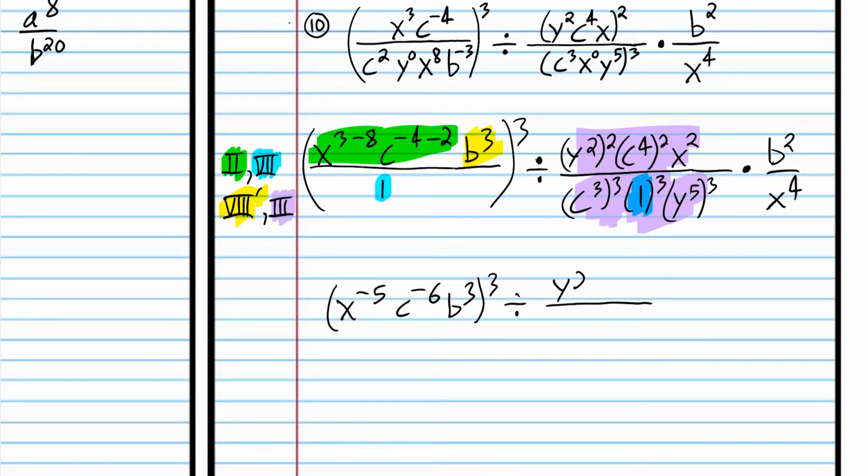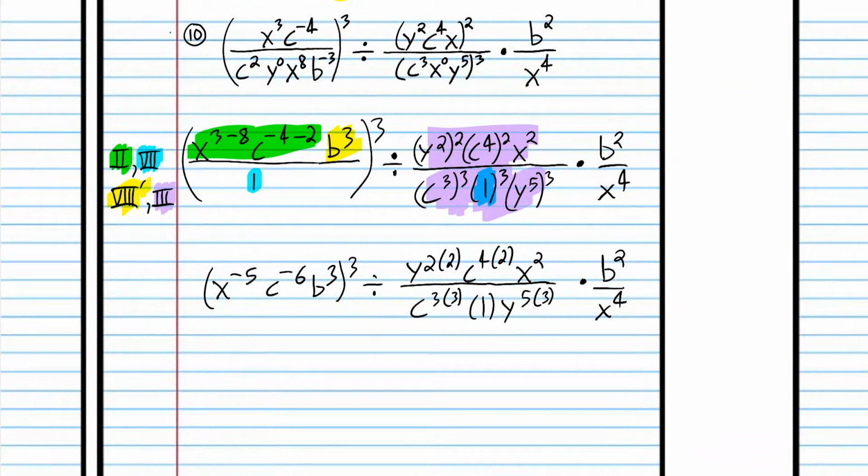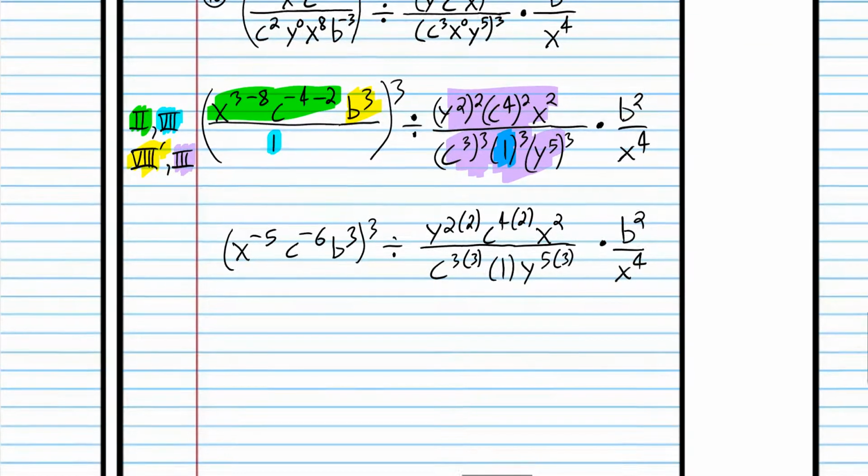So we have y to the 2 times 2, c to the 4 times 2, and c to the 3 times 3. 1 to the 3rd power is just 1. We have y to the 5 times 3 times b squared x to the 4th. Okay, so double checking everything. Everything looks right.